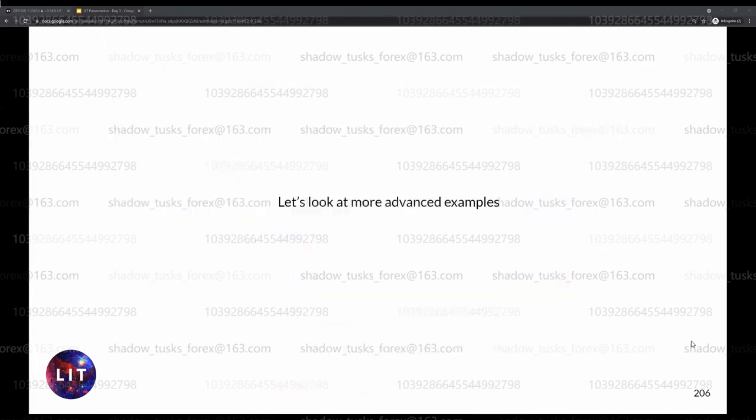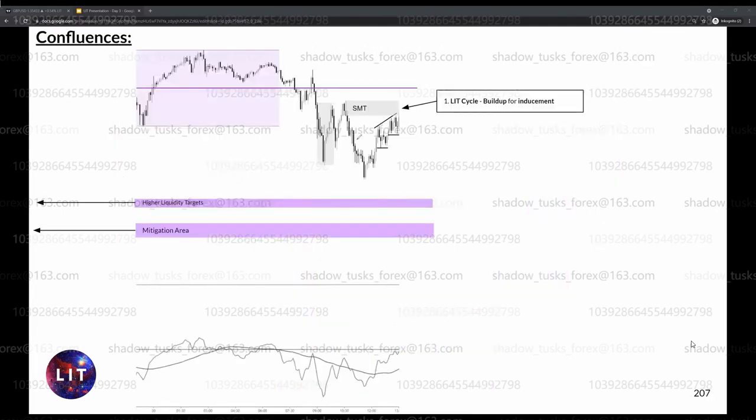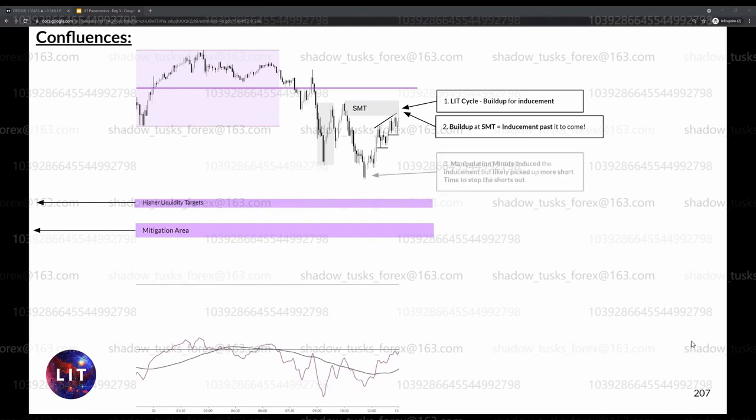So let's look at a more advanced one. Okay, so again, what do we have in here? We have already a smart money trap. So we're building up liquidity to the downside. So let's cycle build up for inducement. Awesome. Okay, so building up at smart money equals inducement, of course, right? So manipulation induced the inducement pretty much, right? Can happen too. You notice variation, but London happens here, right? You have your inducement of your pretty much inducement.